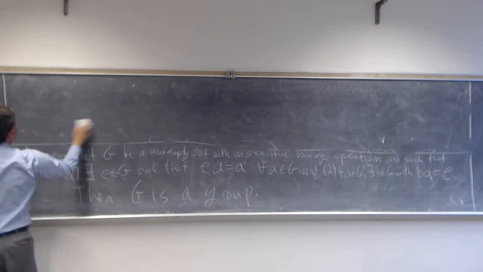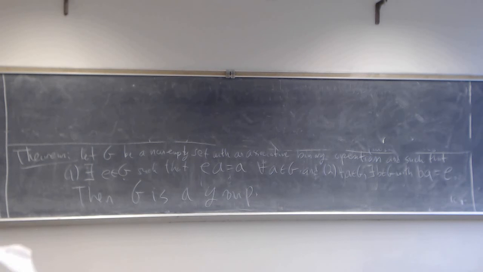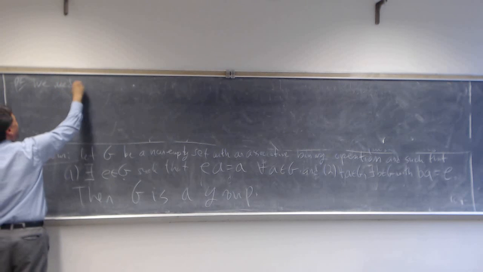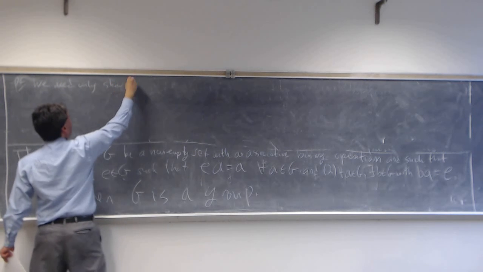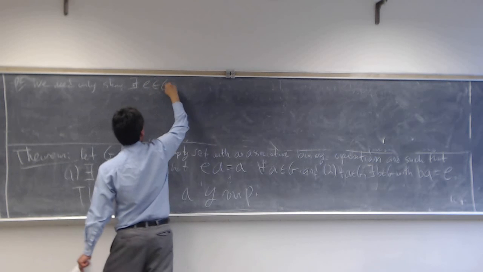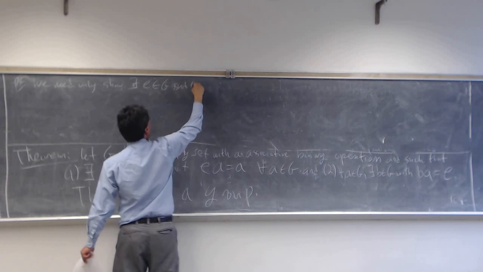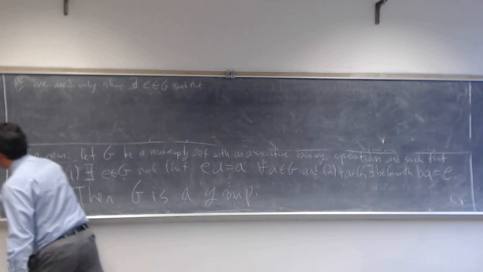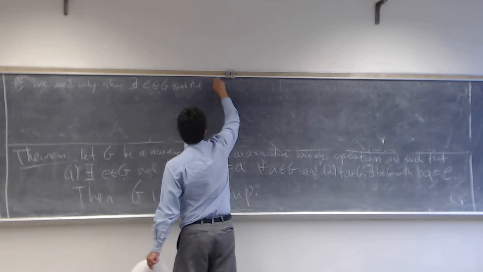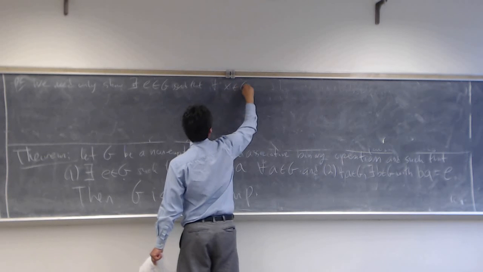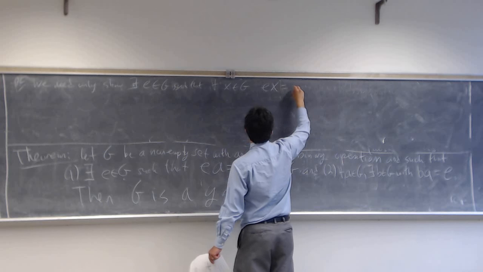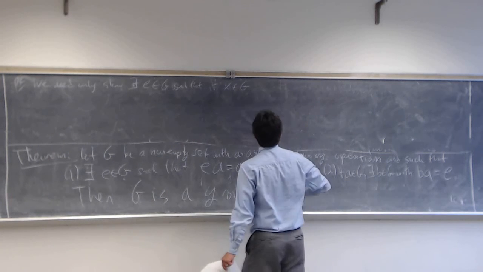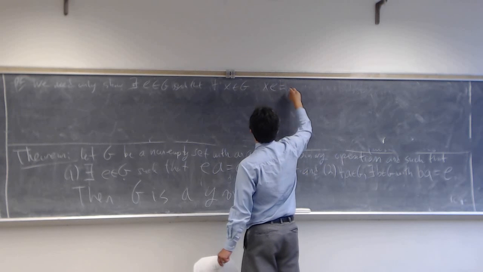So we've got a binary operation, so that's closed automatically. It's associative, so we have associativity. So to prove this, we need only show there exists an E in G such that for all X in G, EX equals X, oh no, we already know that by assumption. XE equals X.